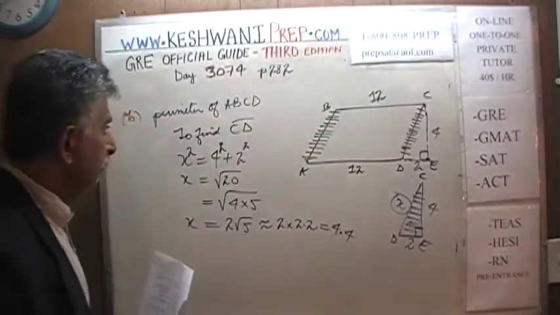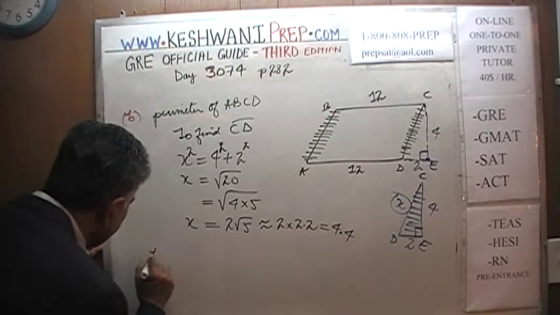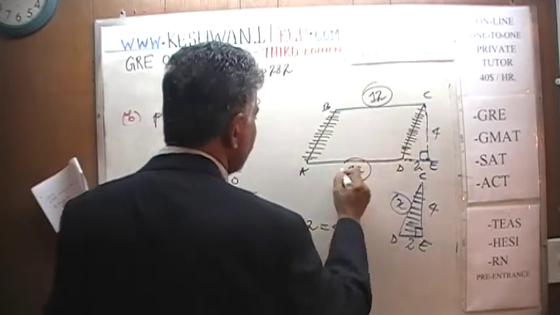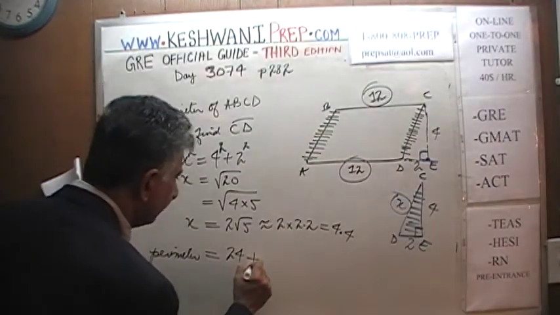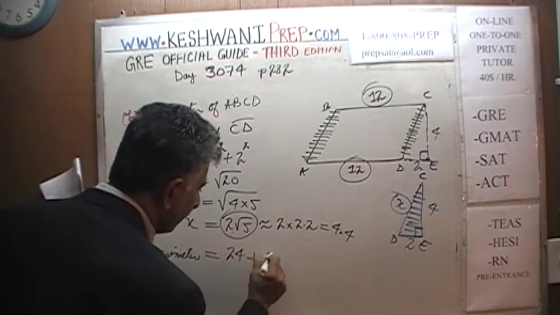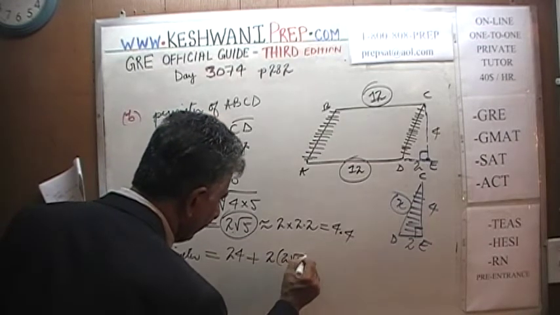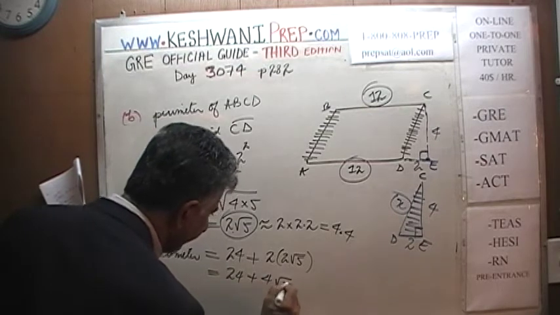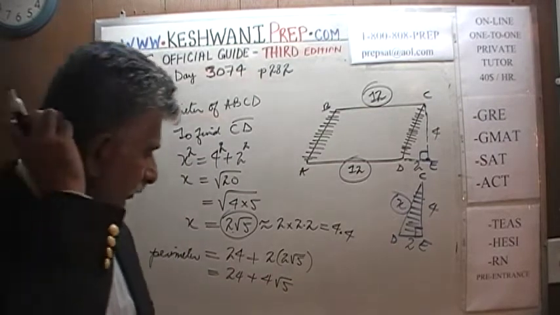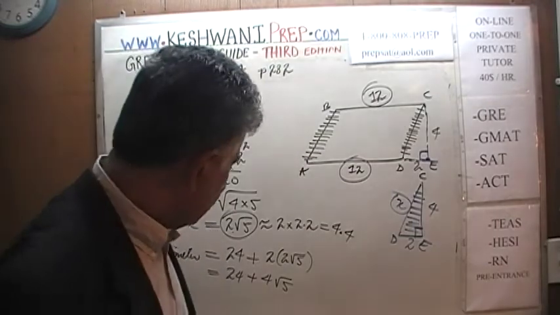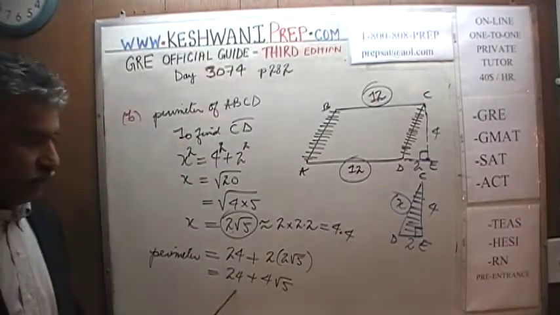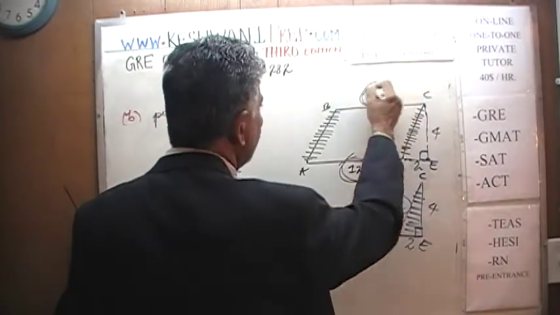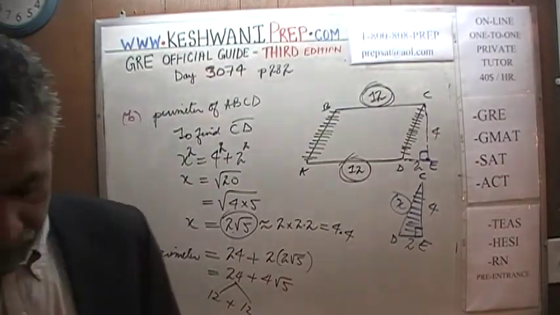And now we can find another parameter. The perimeter is simply going to be 12 plus 12, which is 24, plus 2 times this amount. 2 times that amount, 2 times root 5, which is just going to be 24 plus 4 times root 5. Where does this 24 come from? This 24 came from 12 plus 12, this 12 and that 12. And that was the perimeter.